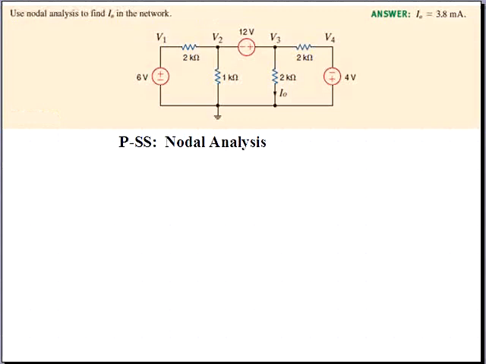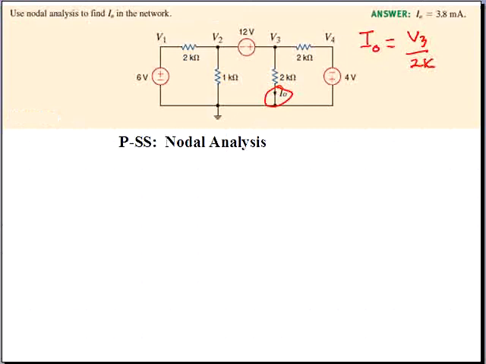This is Learning Assessment Problem 3.9. In this problem, we're requested to use nodal analysis to find a current I sub O in the circuit. Since this is a nodal analysis problem, we'll first obtain values for node voltages and then use an auxiliary equation to determine the current I sub O, being equal to the node voltage V3 divided by 2K.